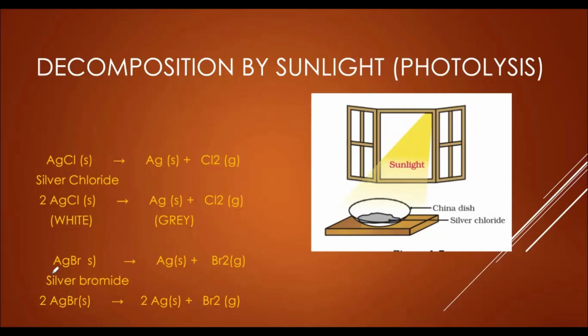And when silver bromide is placed in sunlight, it decomposes into silver and bromine gas. And this is the balanced chemical equation for these reactions. And these salts, silver chloride and silver bromide, are used in black and white photography.